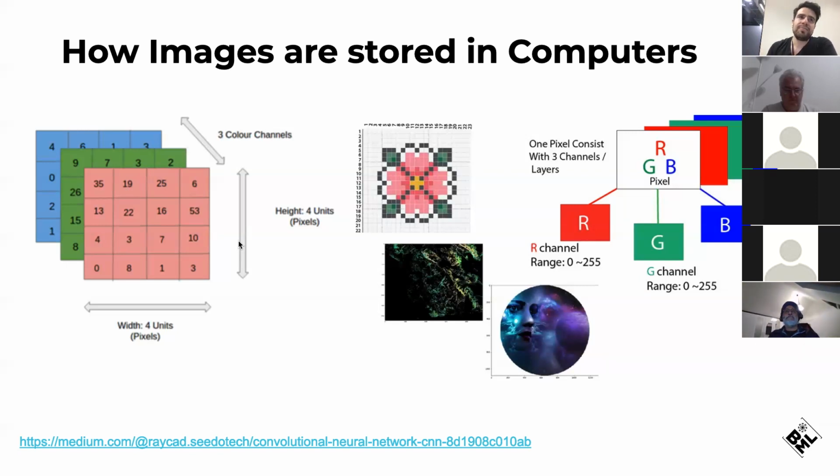For example, if a pixel is completely red, the green and blue channels have 0 in them, and the red channel has 255. If it's black, every channel at that coordinate has 0. And if it's white, every channel at that coordinate has 255. So this is how images are stored in a computer, right?